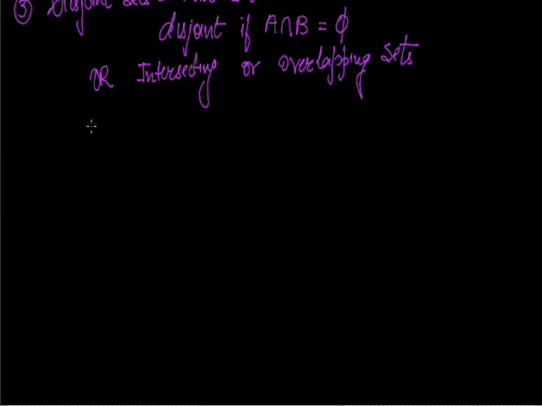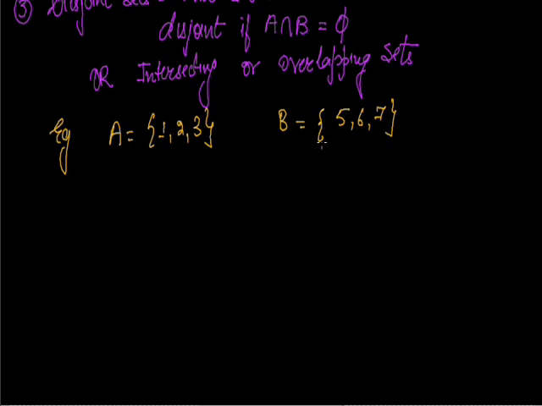Let's move to the example. In set A, there are the elements 1, 2, 3. And in set B, they are elements 5, 6 and 7. If we find A intersection B of these two sets, what will we see? There is no common element between A and B. Therefore, A intersection B will be equal to ϕ. So, these A and B are called disjoint sets. Let's move to the next.